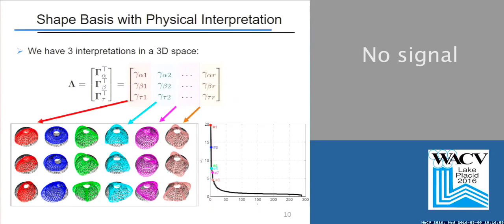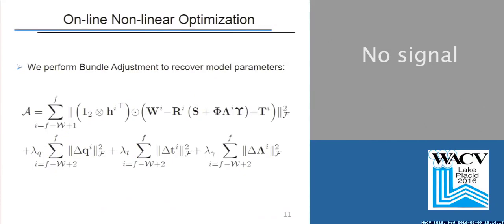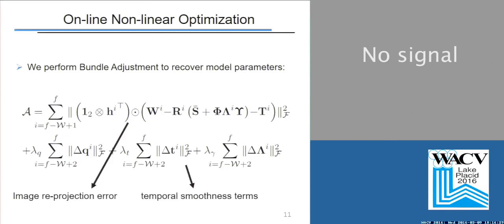Of course, in a 3D space, we have 3 interpretations per eigenvector, so we can obtain 3 model shapes per eigenvector. This is our energy function, minimizing an image reprojection error for all visible points over all frames in the temporal window, and the temporal smoothness terms for shape and motion.